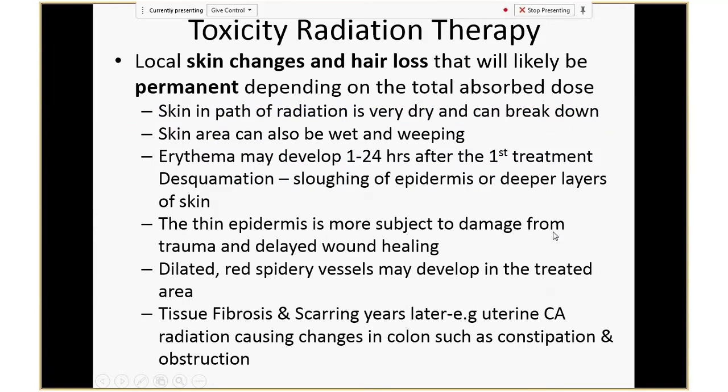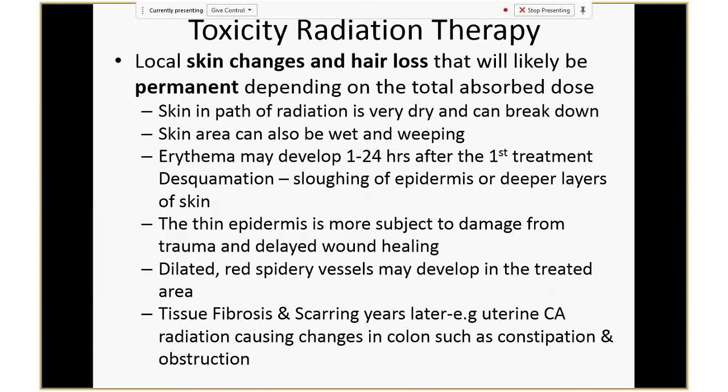Okay, so radiation therapy obviously can have a toxic effect on the body. You can have skin changes and hair loss that will most likely be permanent depending on the total absorbed dose. Your skin obviously is in the path of radiation, so it's going to get very dry and can break down. But on the other spectrum, it can get wet and weepy, and it can get very edematous.